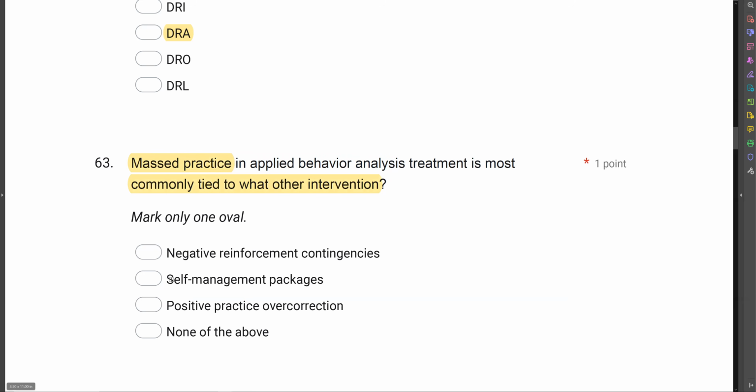Mass practice is tied to self-management. Mass practice is the opposite of positive practice because mass practice is more akin to negative practice. So almost a fluency question, but I think it's an important one because you've got to understand the difference between positive practice, negative practice, and massed practice, okay? And if you remember massed practice as part of self-management, that's going to go a long way on the exam if you get these types of questions. So mass practice in ABA treatment is most commonly tied to self-management.